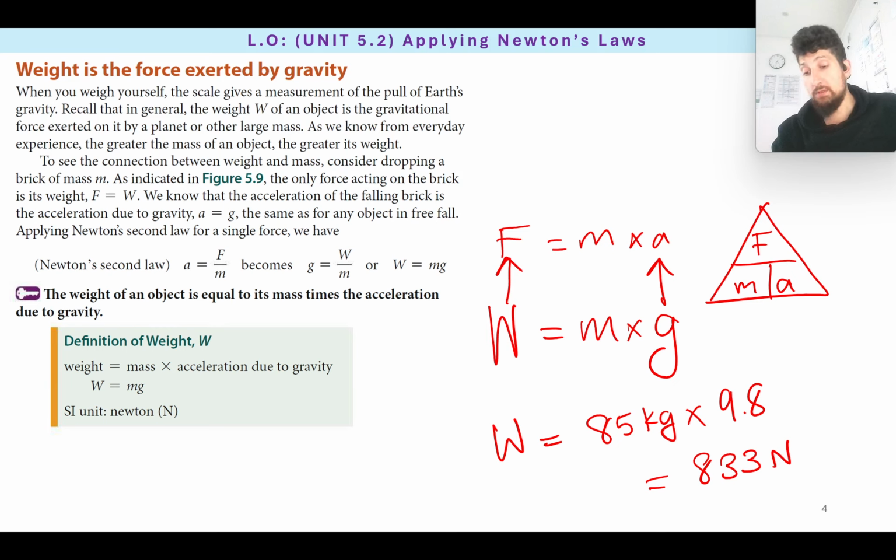Okay, right. And if you're wondering what the unit of G is, it's acceleration towards gravity.